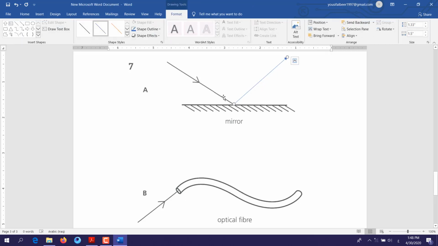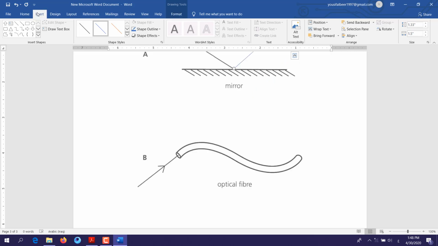For example, we will see how much the angle is here. If it's 20, then this one should also be 20; 30, 30; 40, 40. So the angles should be equal.